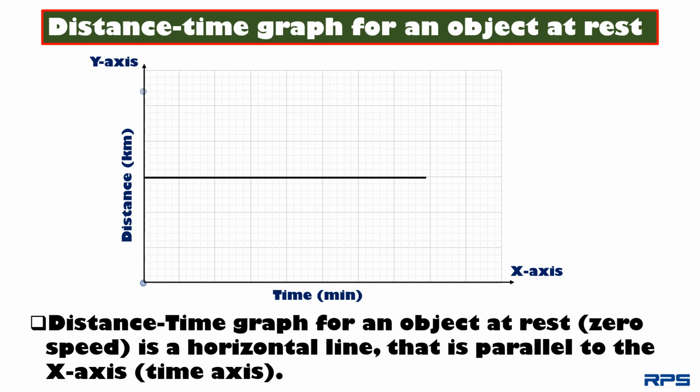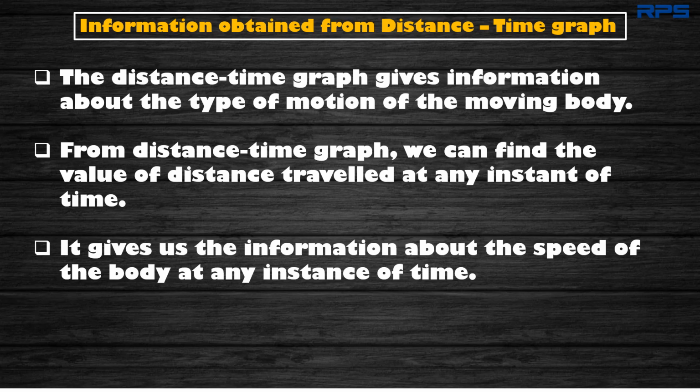Now let's have a look at the information obtained from distance-time graph. The distance-time graph gives information about the type of motion of the moving body. From distance-time graph, we can find the value of distance traveled at any instance of time. It also gives us the information about the speed of the body at any instance of time.